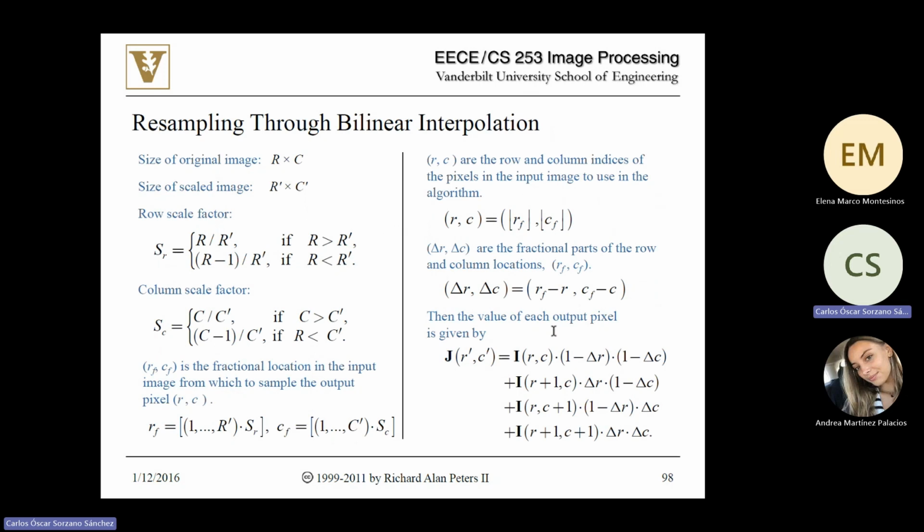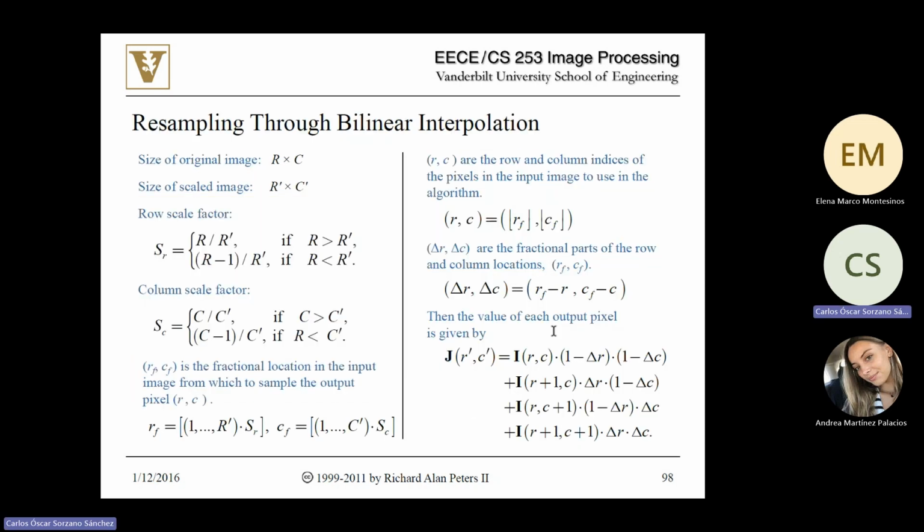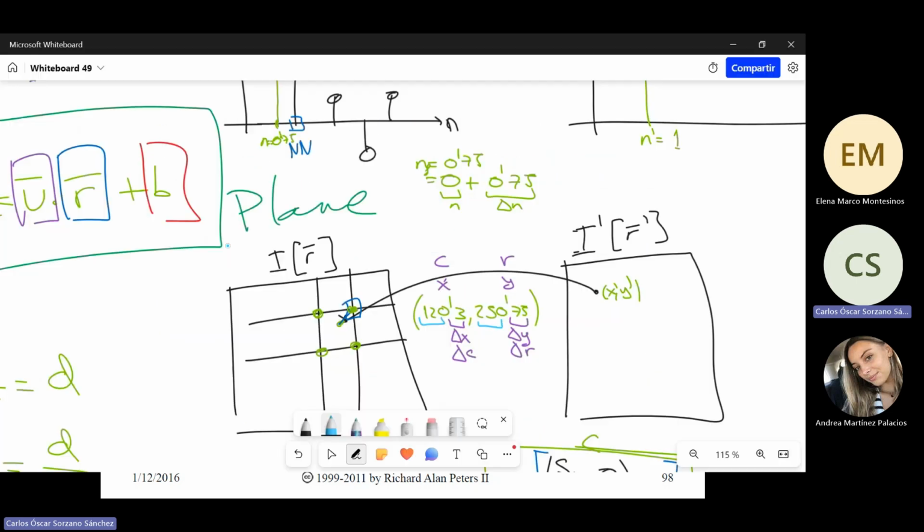So we have this bilinear interpolation. We know how to do it. And then we can have bilinear interpolation with different scaling factors. So this scaling factor is defined here. Again, this -1 here, don't pay too much attention to it. It is just that you have to be careful with the borders. The important part is R divided by R prime.